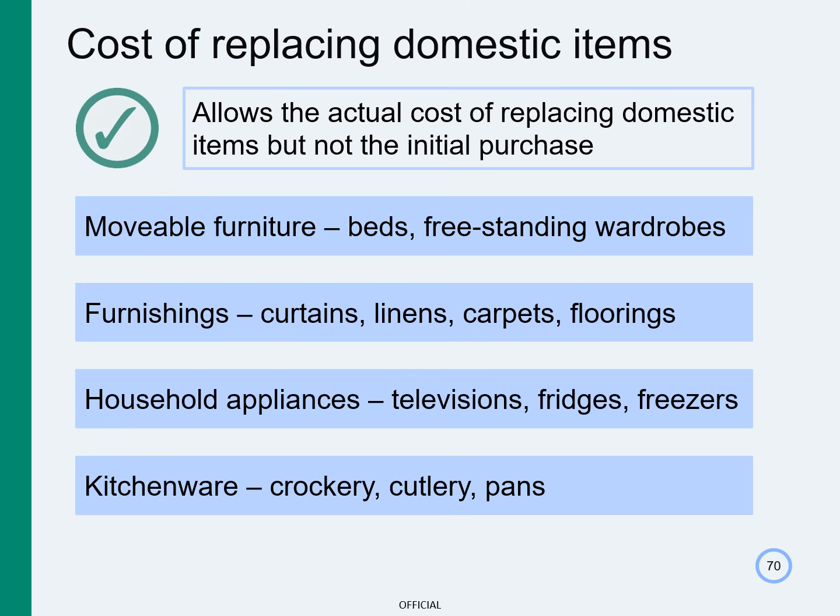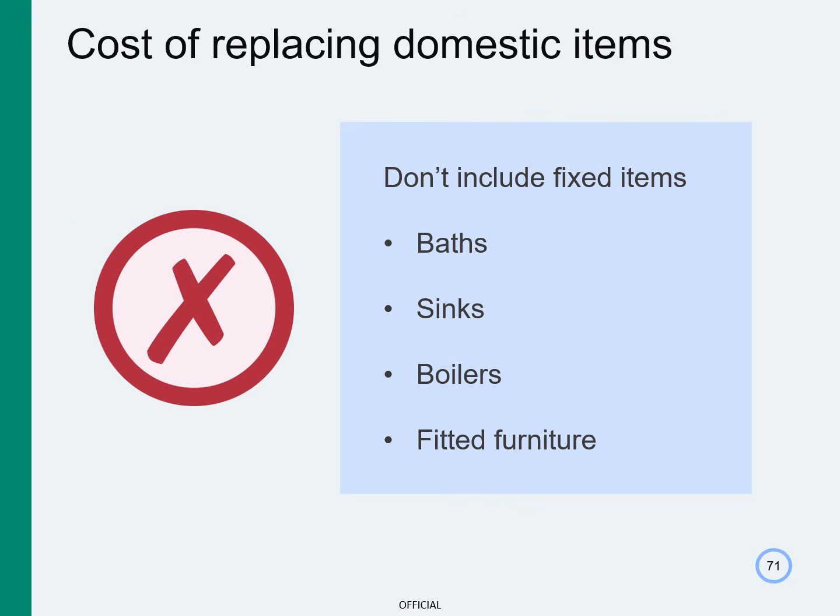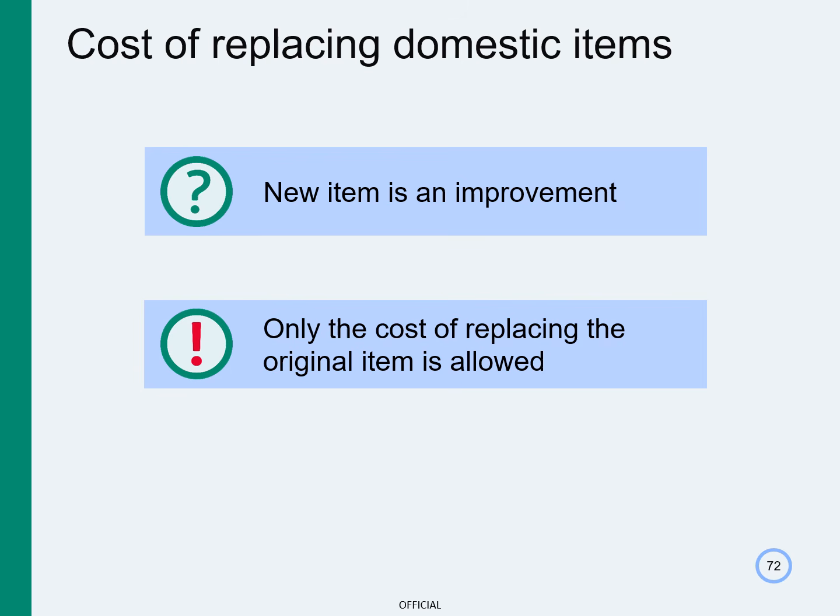Domestic items include movable furniture, furnishings, household appliances, and kitchenware. Domestic items don't include fixed items such as baths, sinks, boilers, and fitted furniture. If the new item is an improvement, you can only claim the cost of buying an item which is the same as the original. For example, if you replace a chair with a sofa, this is an improvement and only the cost of a new chair is allowed.